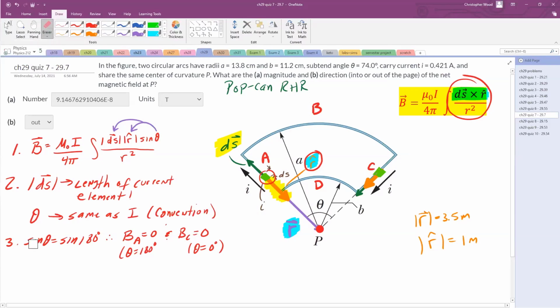So that's a lot of talk to basically realize that there's no contribution between segment A and segment C. They carry a current, but they don't produce any magnetic field. Well, actually, you know what? That's worth mentioning.